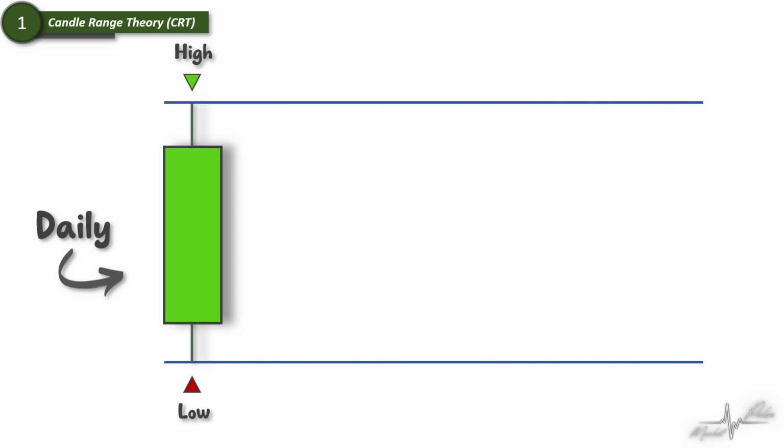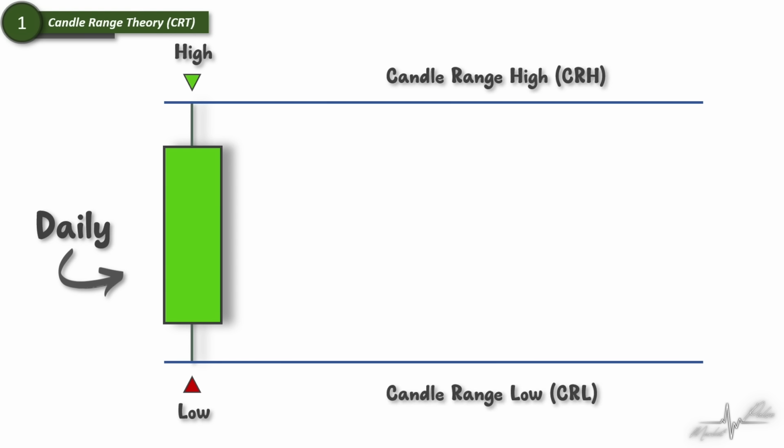So, without analyzing the lower timeframes, we can identify where important liquidity levels are, just by observing a single candlestick. The upper liquidity level is called the candle range high, CRH, and the lower liquidity level is called the candle range low, CRL. We can actually use any candle that appears on a chart, and this applies to any time frame as well. However, there are certain criteria that help us define what makes a candle ideal to use, which we'll be covering later in the video.